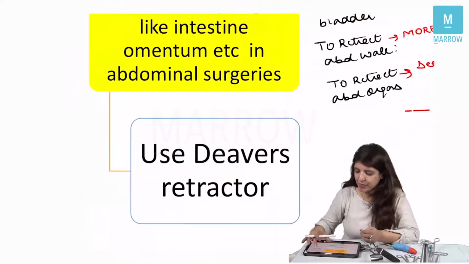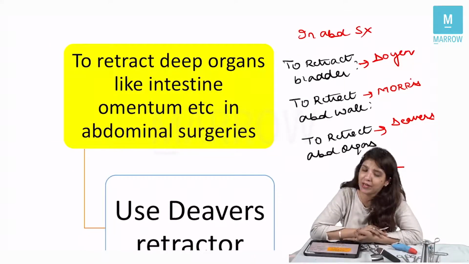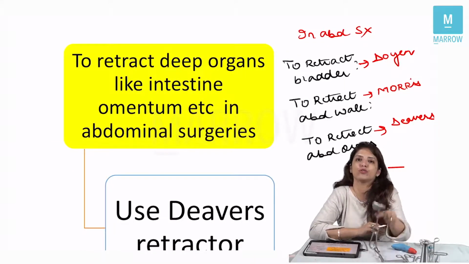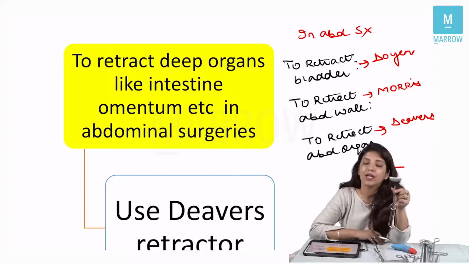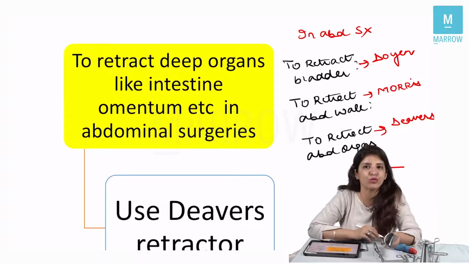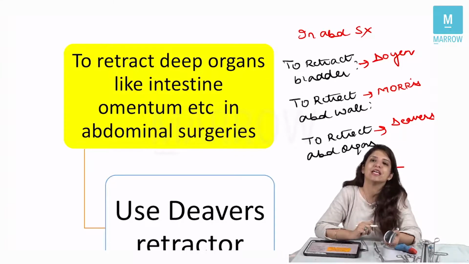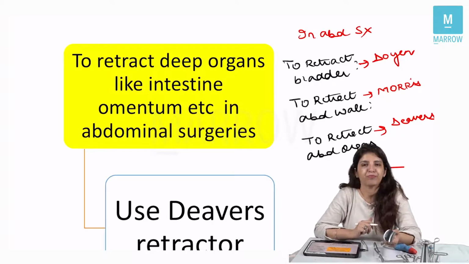quickly let us see. In abdominal surgeries, if you want to retract the bladder, what are you going to use? You are going to use Doyen's retractor. In abdominal surgeries, if you want to retract the abdominal walls, which retractor are you going to use? A Morris retractor. In abdominal surgeries, when you want to keep the abdominal organs away, then the retractor which you use is Deaver's retractor, right?